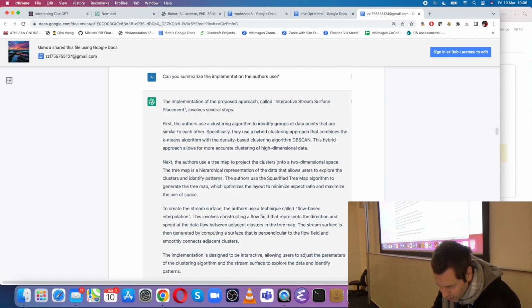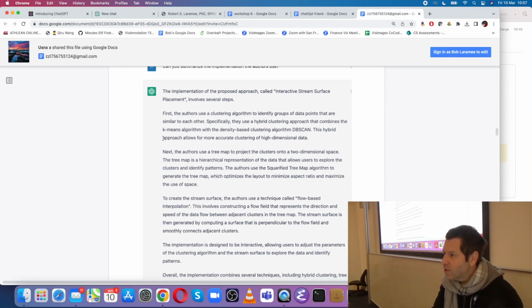Instead of project, though, I wouldn't say project, I would say represent. The authors use a tree map to represent the clusters in a two-dimensional space. So it's really, really good. This is the only word I would really want to change to make it correct. You could use this as the implementation, just these sentences, and I would probably give a distinction level to that summary of the implementation. It's not perfect, but it's really good.